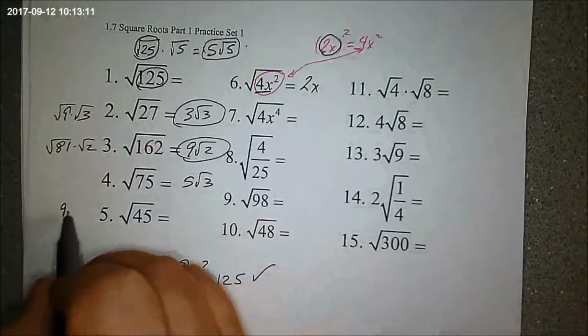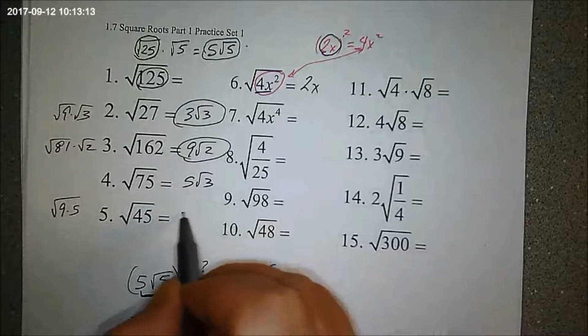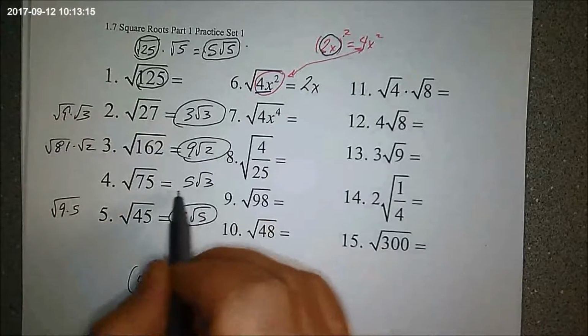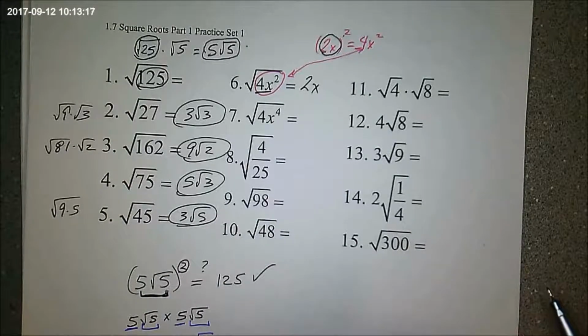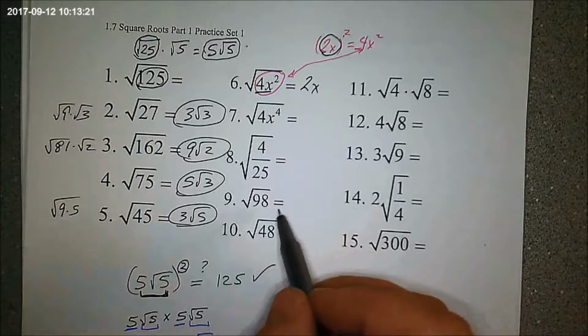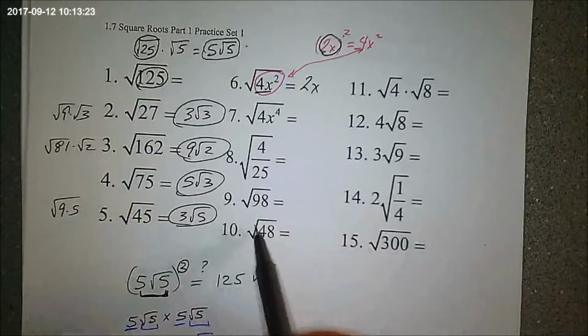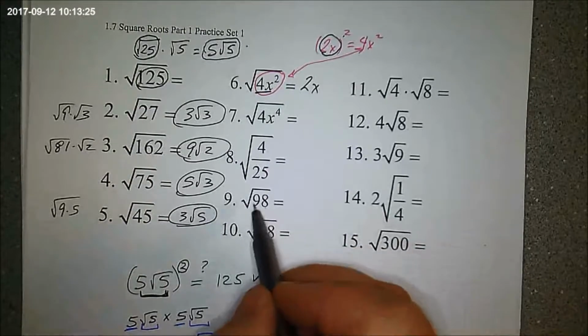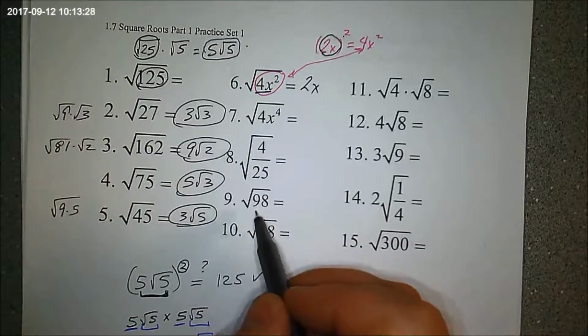And this one is 9 times 5. So it's 3 root 5. Questions so far? Mikey, we're doing good on all those? Okay. Now, let's see. We're going to do these three right here because they're pretty easy. This is 49 times 2.